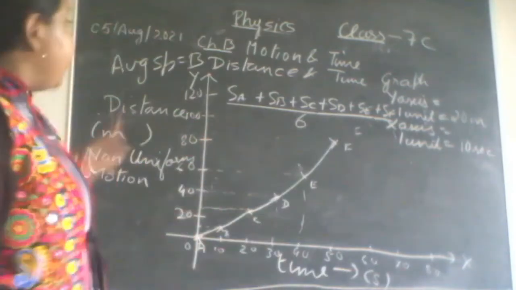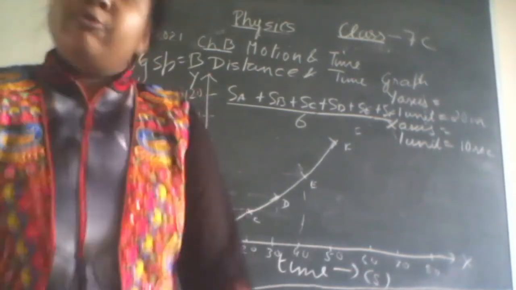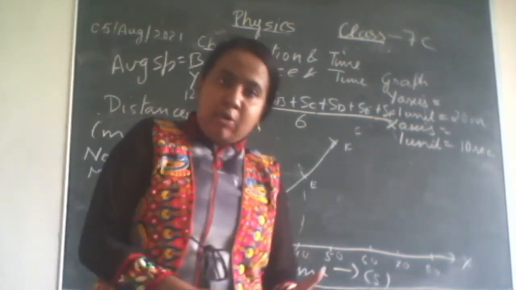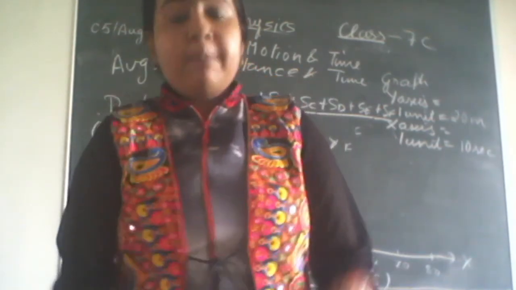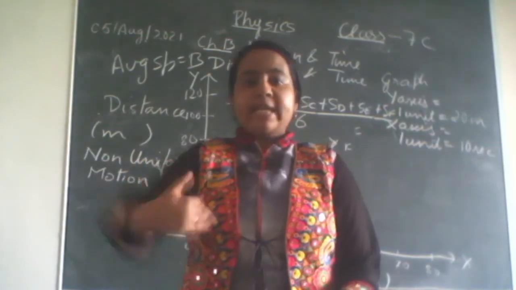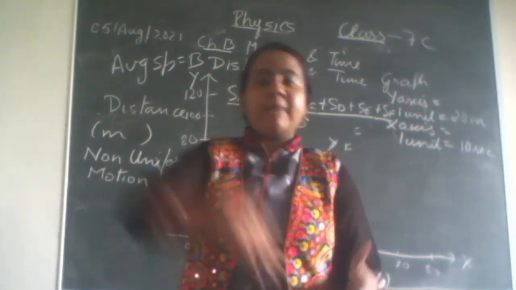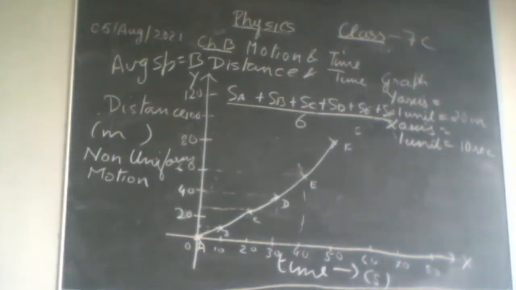So in non-uniform motion, that is called average speed. In uniform motion we also call it average speed, but it comes out directly because at every point the speed is the same. But in non-uniform motion, we have to calculate and find out the speed for each and every point and then divide it by the number of points so that we get the average speed. Am I clear? Okay. So should we do the calculation portion now?